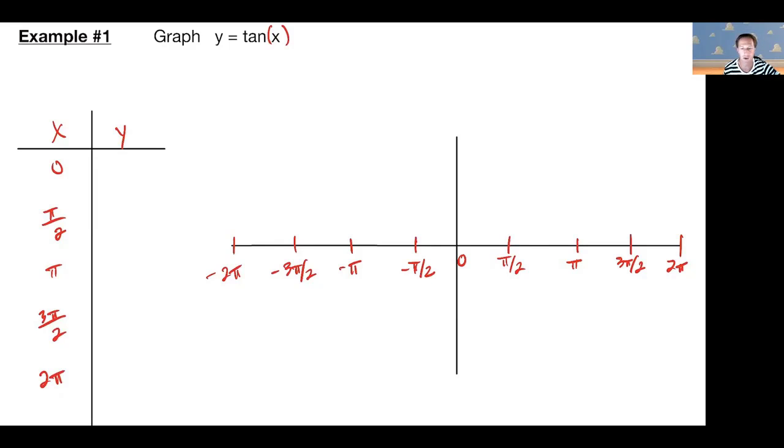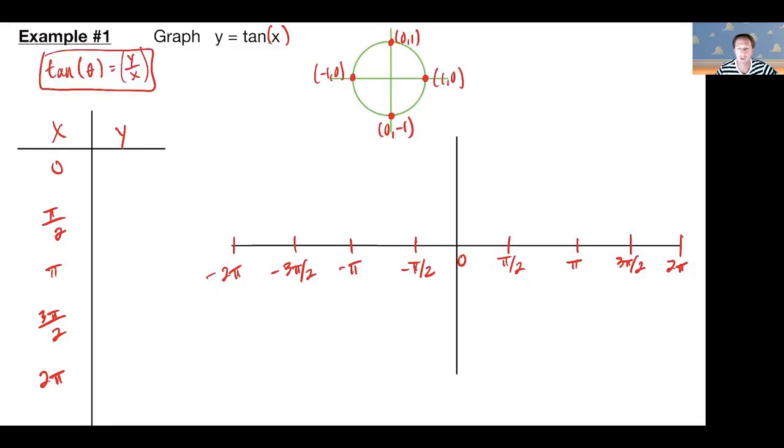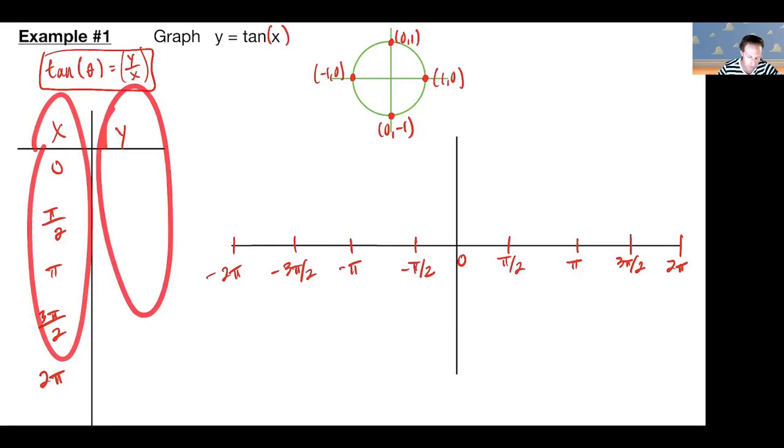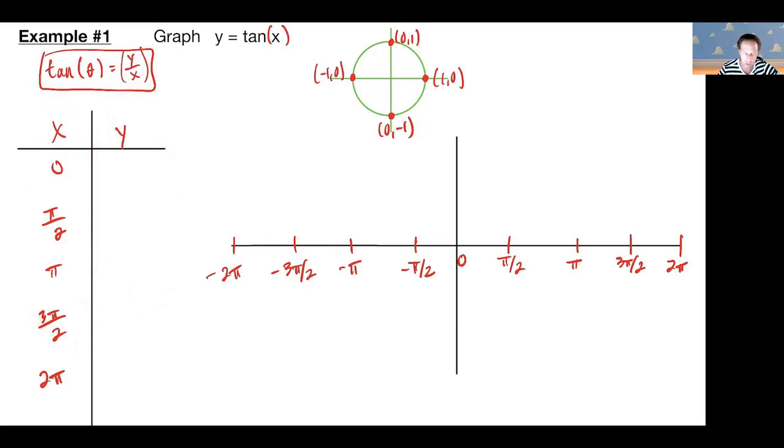But let's start with these 5 key points like we did with sine and cosine and see if there's any differences. All right, so now that we have our circle drawn and we are reminded that the tangent of any angle is equal to the y over the x. So our inputs are going to be that x and our outputs are going to be that y. I know it's a little confusing, but that y and that x, we're talking about each one of these points, these ordered pairs.